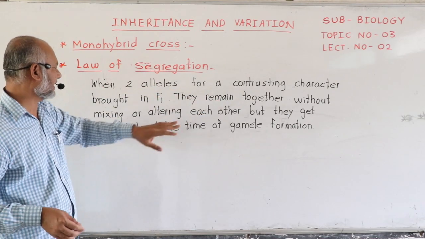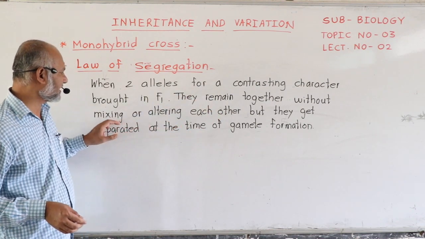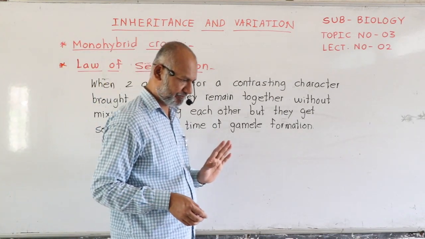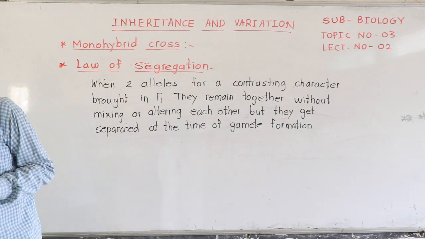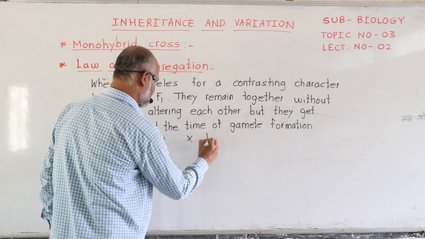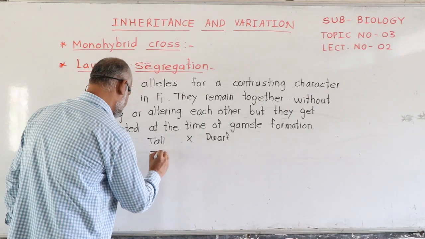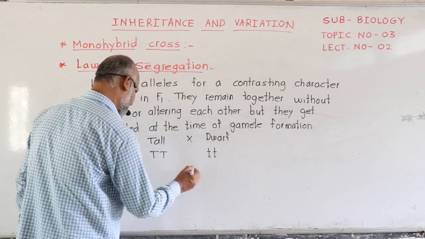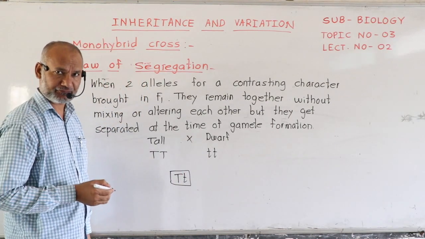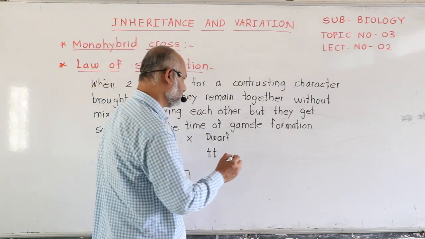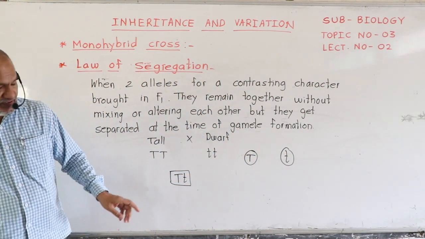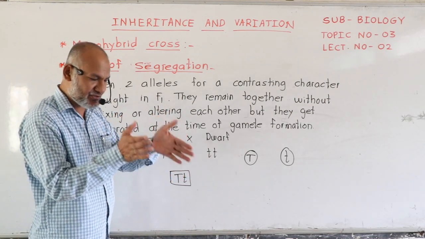In a Mendelian cross, for example, tall pea plants are crossed with dwarf pea plants, represented by capital T and small t. In the F1 generation, there is formation of monohybrid individuals, that is capital T, small t. This F1 individual forms two types of gametes, capital T and small t. These alleles for tallness and dwarfness remain together in the F1 hybrid. They do not alter each other, they do not mix with each other, but they separate or segregate at the time of gamete formation.